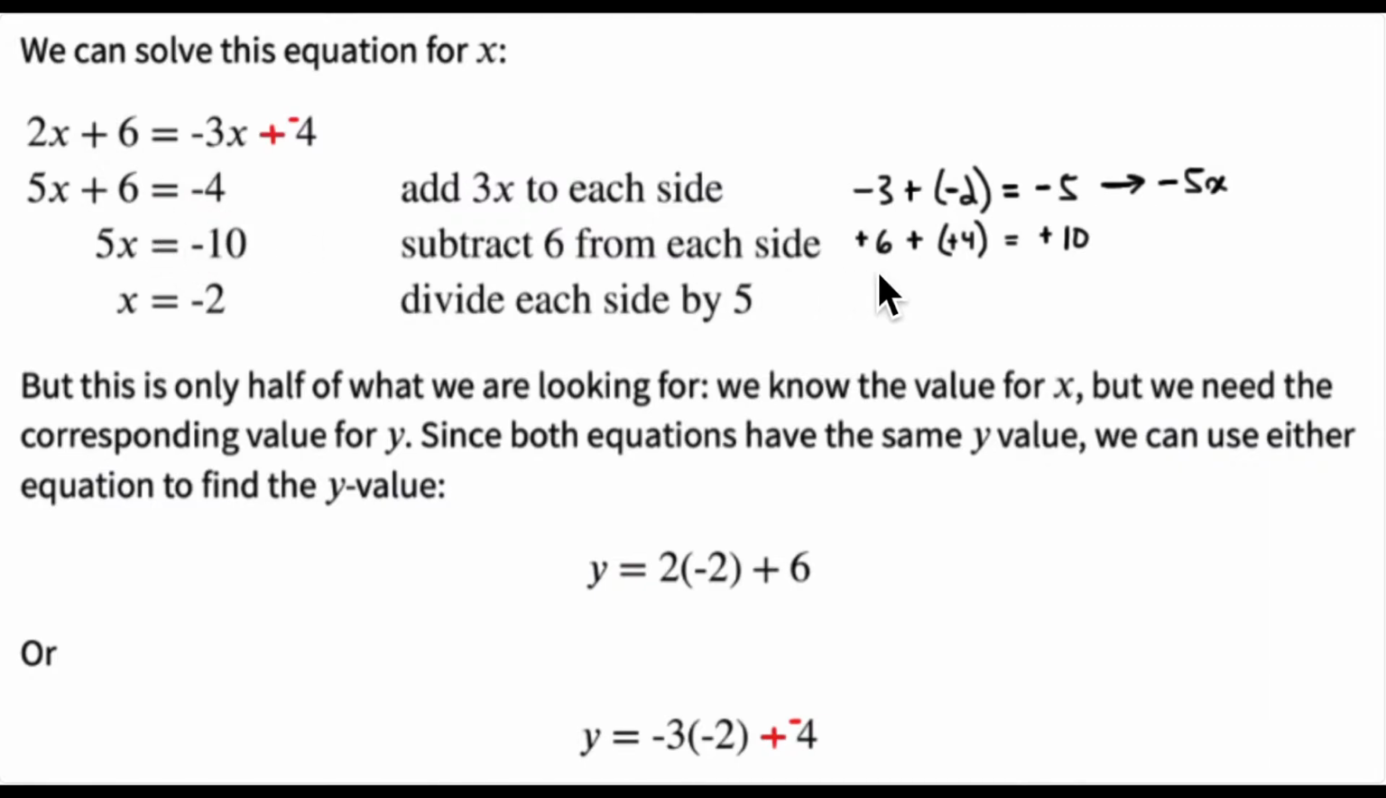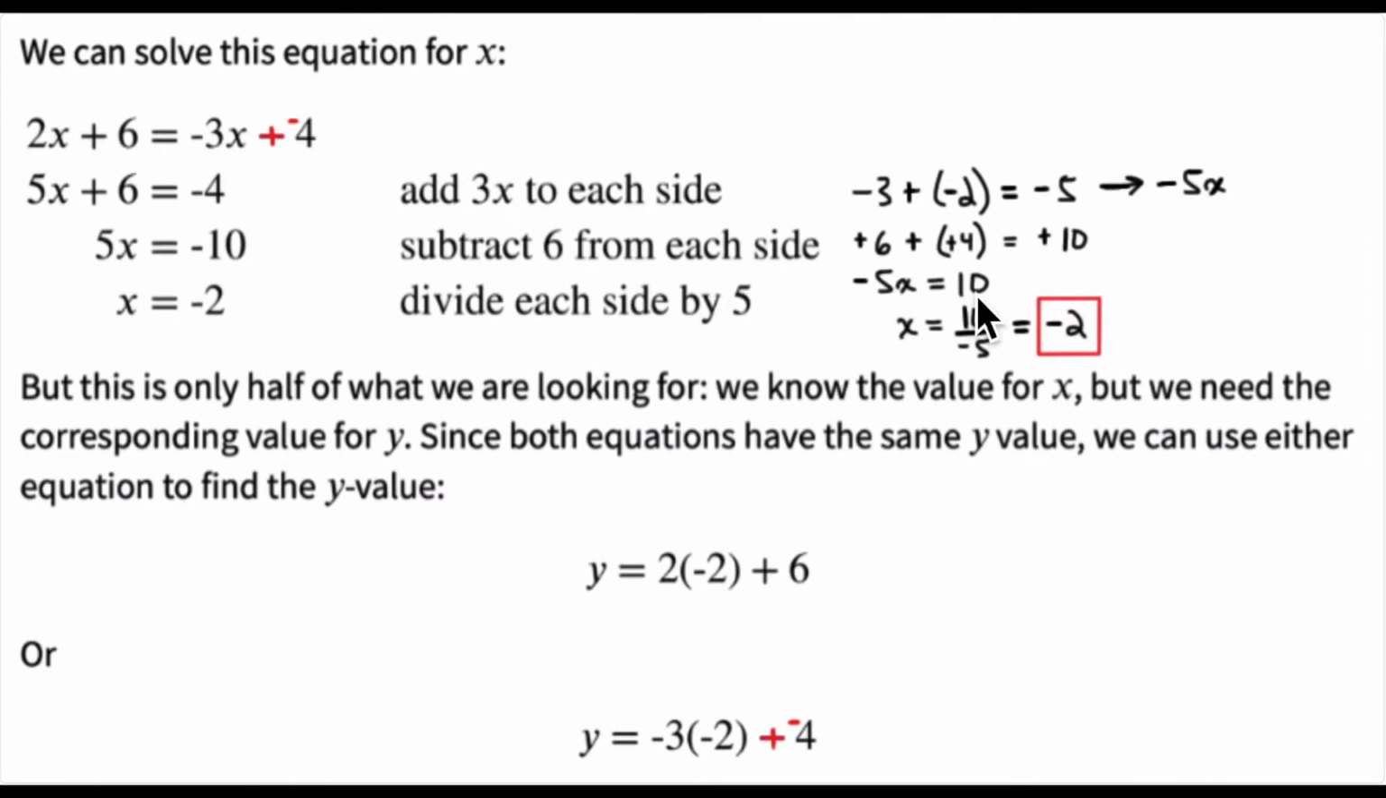So 6 plus a positive 4 is going to equal a positive 10. And so I end up with negative 5x equals 10. The authors end up with 5x equals a negative 10. It's going to give you the same answer for x. x is equal to negative 10 divided by 5 equals negative 2, or x is equal to positive 10 divided by a negative 5, and x also equals negative 2.